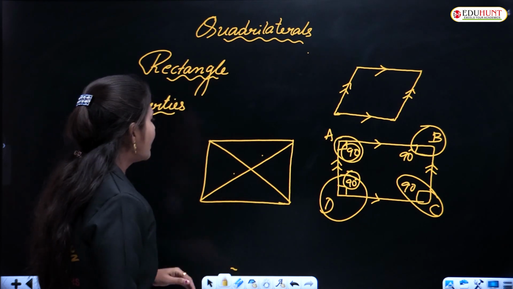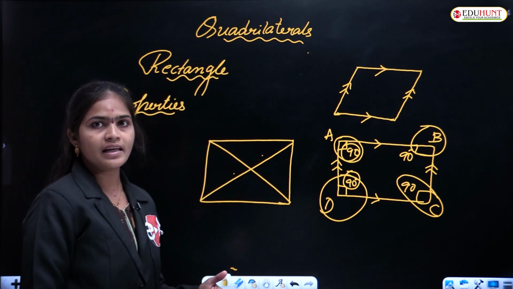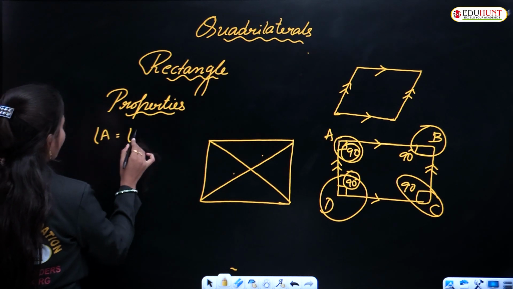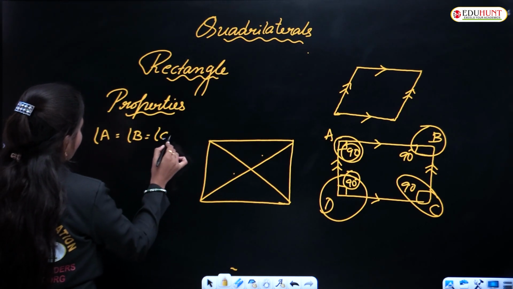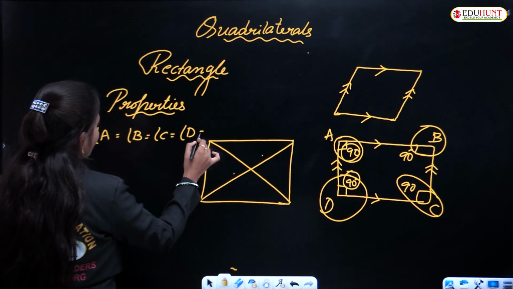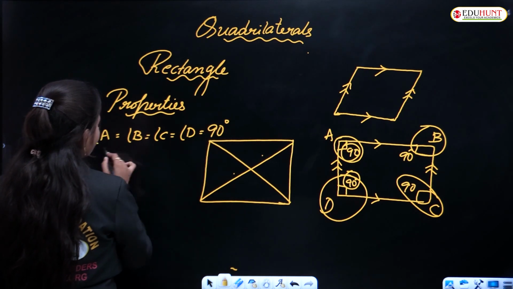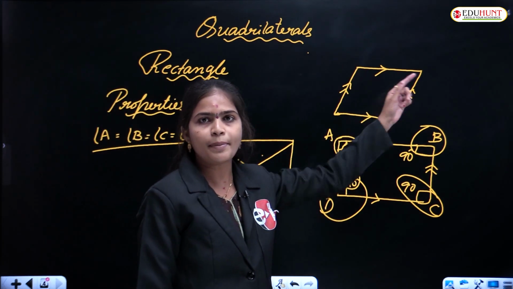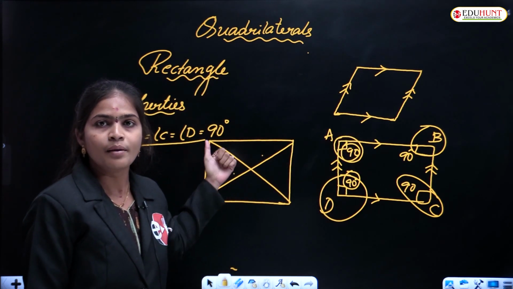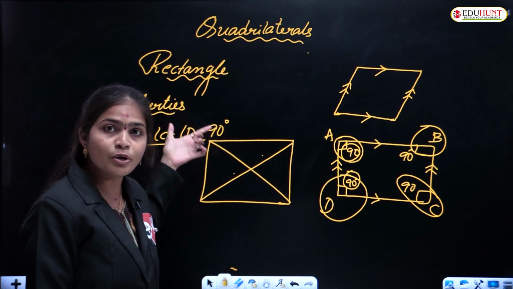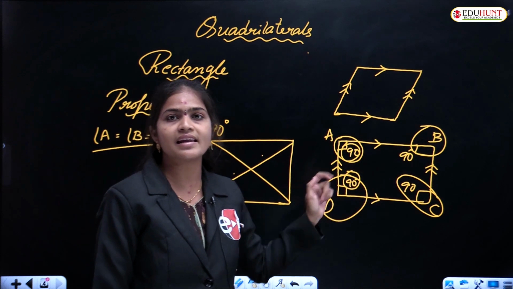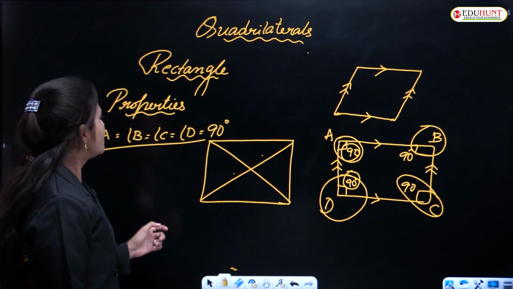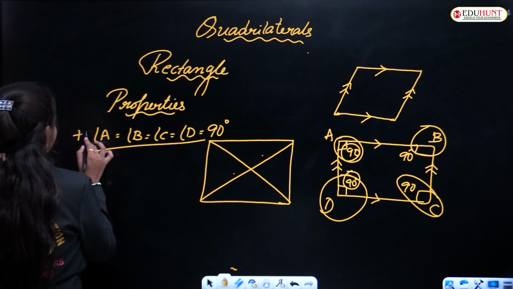So all the properties of a parallelogram relate to the rectangle also. Okay. So next, some other properties also there, extra properties. Those are angle A is equal to angle B is equal to angle C is equal to angle D is equal to 90 degrees. This is one of the properties added here. Okay. Why? Because in a parallelogram this property is not there. But in a parallelogram if this property is there, then that one becomes a rectangle. Did you understand, children? Yes. Okay. So this is another property.